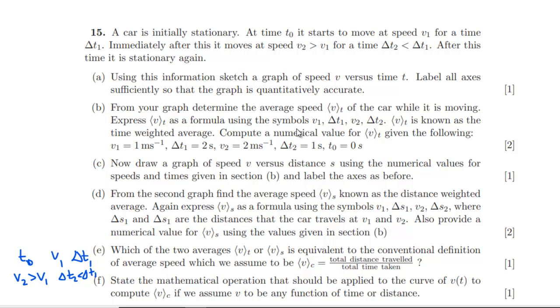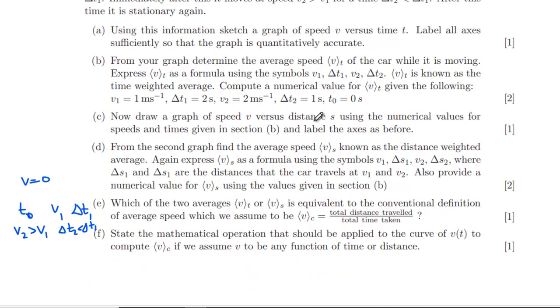Okay, after this it's then stationary before. So we've got v equals 0, then we've got all of that. This is going to be a chance to move down a bit. And then we've got v is 0 again. Use this information to sketch a graph of speed against time. Label all axes sufficiently so that the graph is quantitatively accurate.